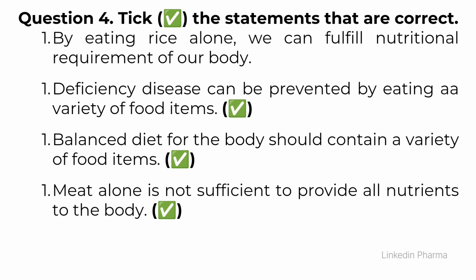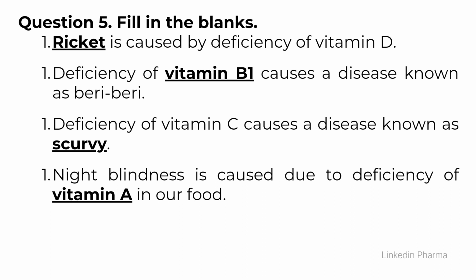Question 5. Fill in the blanks. Rickets is caused by deficiency of vitamin D. Deficiency of vitamin B1 causes a disease known as beriberi. Deficiency of vitamin C causes a disease known as scurvy. Night blindness is caused due to deficiency of vitamin A in our food.